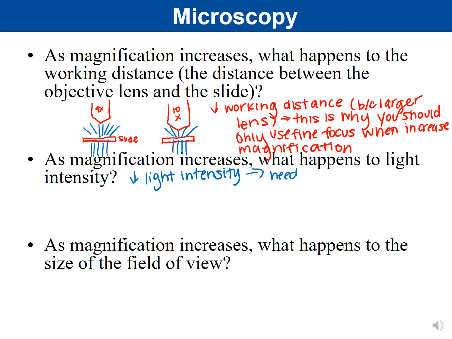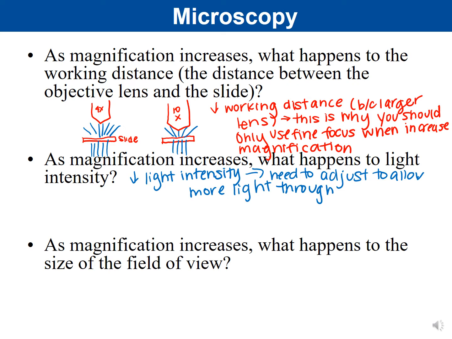Need to adjust to allow more light through. So again, because that lens gets closer to the slide, less light is getting up and into the lens. And so as we go up in magnification, we are going to decrease our light intensity.